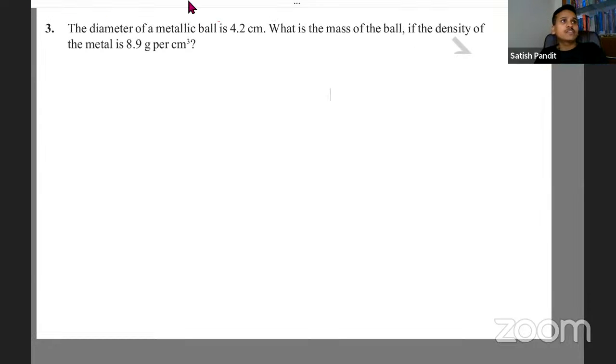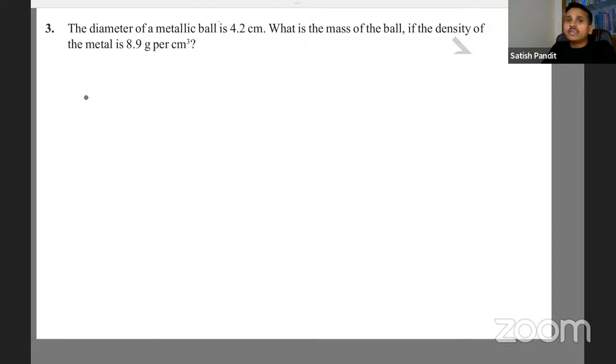Abhinav, can you read the question, please? The diameter of a metallic ball is 4.2 centimeter. What is the mass of the ball if the density of the metal is 8.9 gram per centimeter cube?